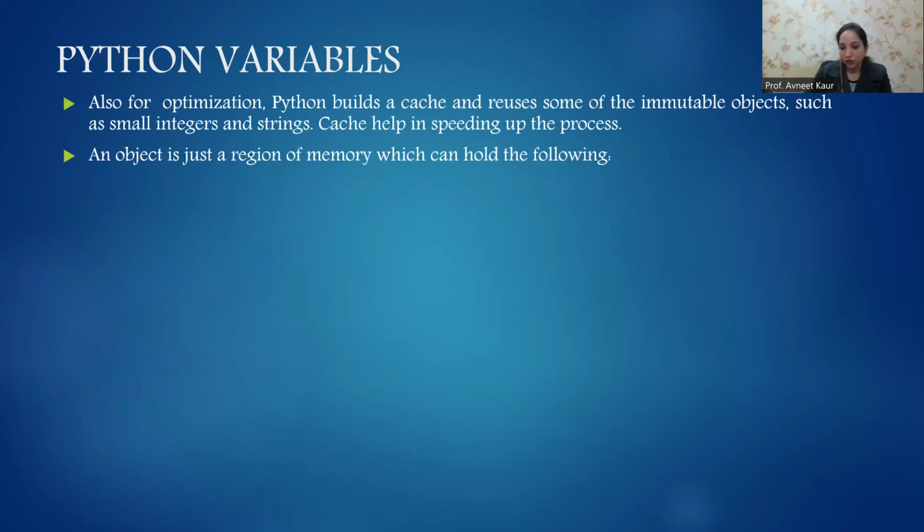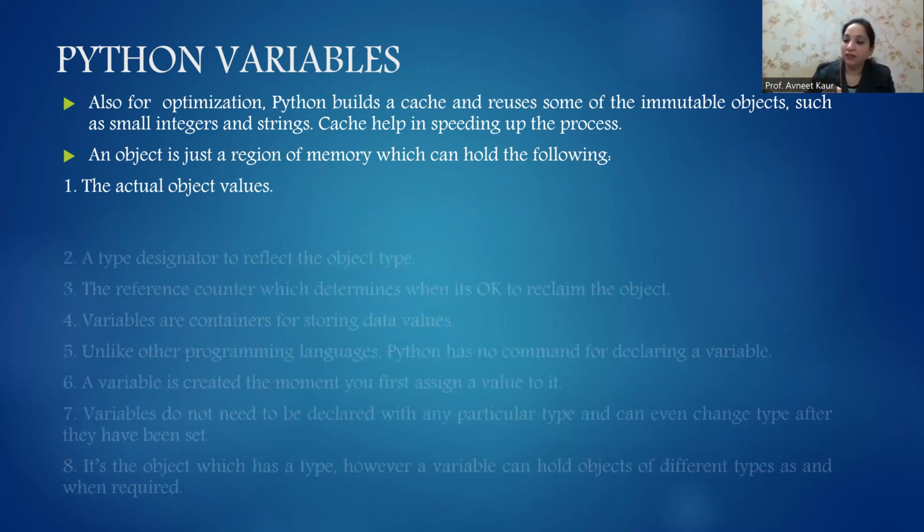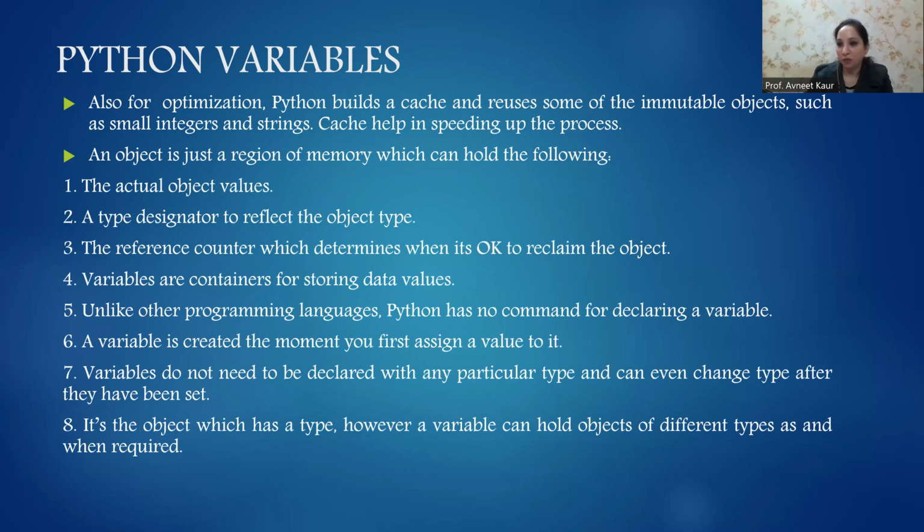Also, for optimization, as we want to optimize the memory and speed up the whole process of compilation in Python programming, Python builds a cache and reuses some of the immutable objects, such as small integers and strings. Cache helps in speeding up the process. An object used in Python is nothing but a region of memory which can hold the following things. First, it generally holds the actual value, a type designator to reflect the object type, and the reference counter, which determines when it is okay to reclaim your object.